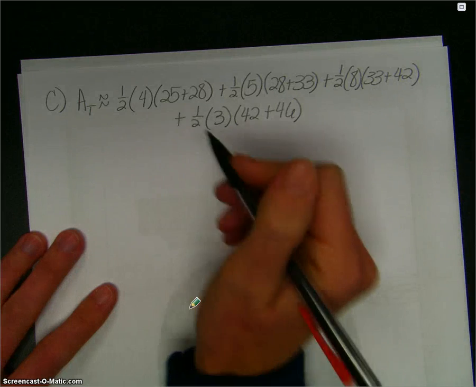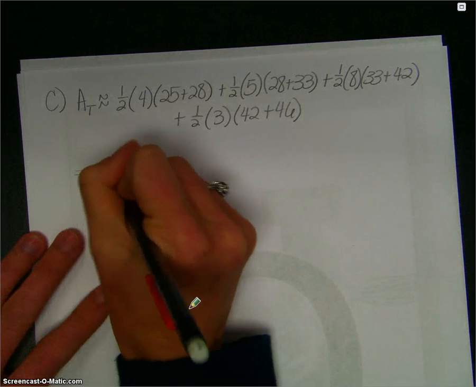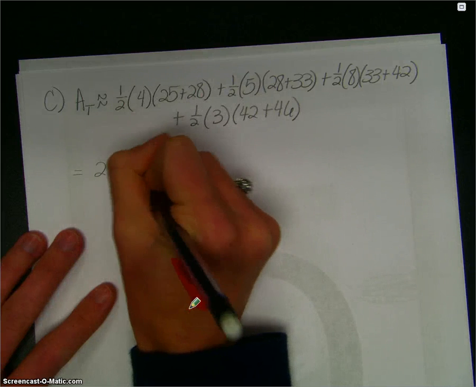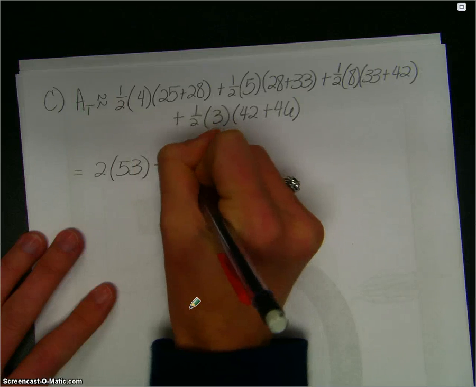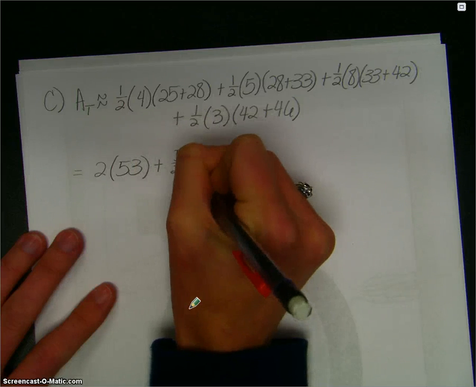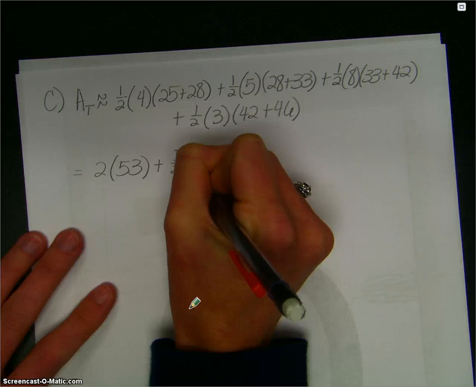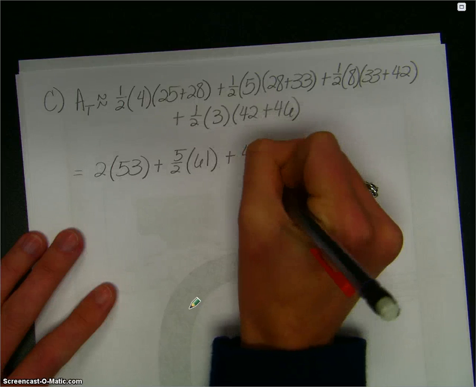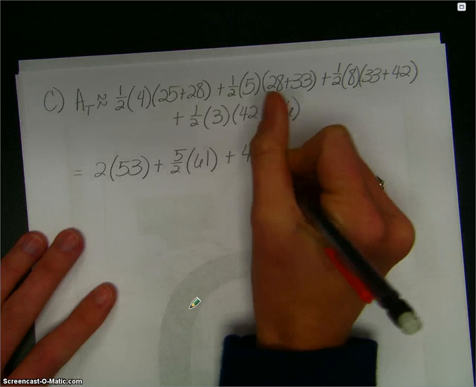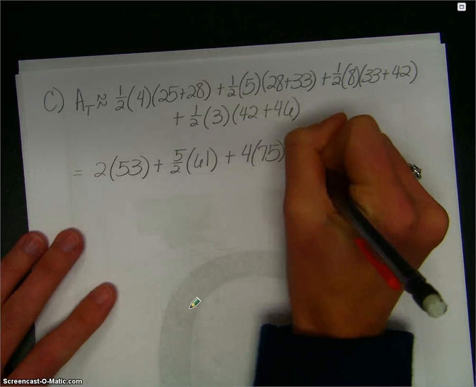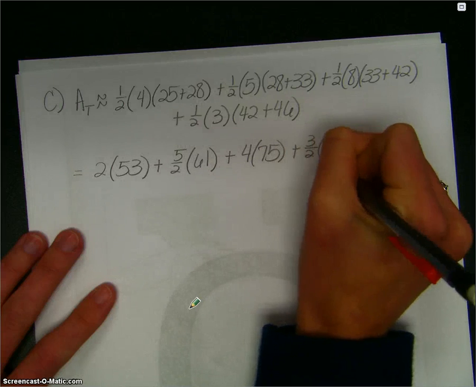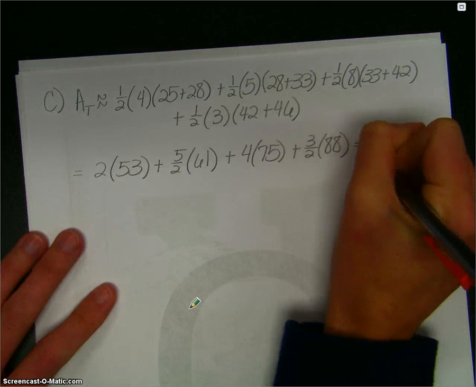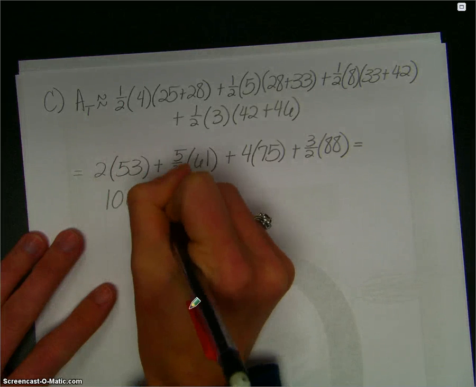Okay, so 1/2 of 4 gives me 2, and these together are going to give me 53. And then I can write this as 5/2 times 28 plus 33, which gives me 61. And then 1/2 of 8 gives me 4, and 33 and 42 gives me 75. And then 3/2, and that's going to give me 88. All right, that's going to give me 106 right there.